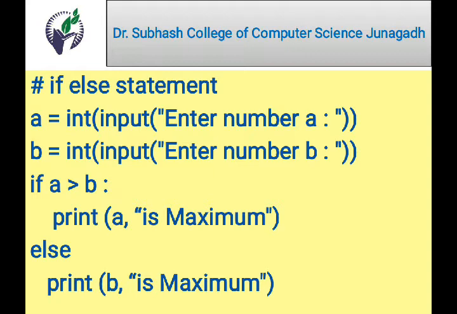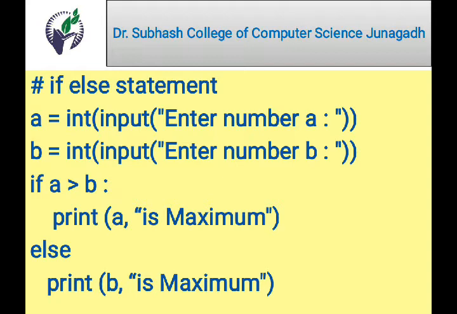If we give the value of A as 20 and B as 10, is 20 greater than 10? Yes, 20 is greater than 10. So print 20 is maximum. In any case, it will always give us the maximum of two numbers.